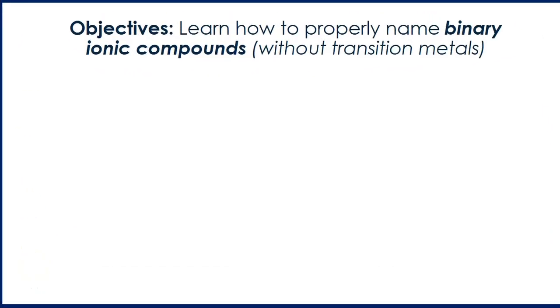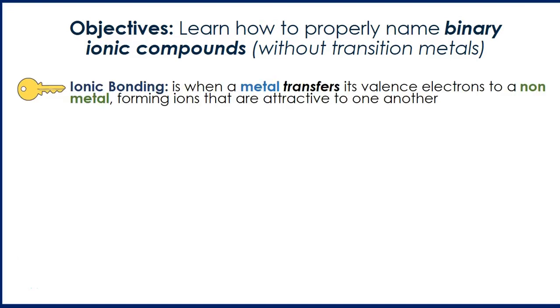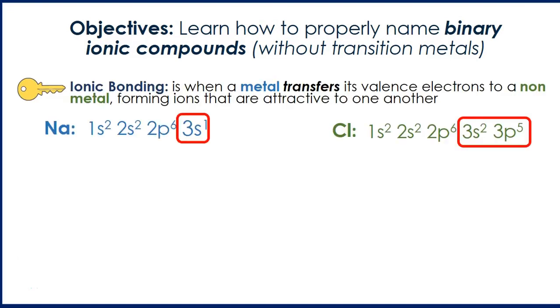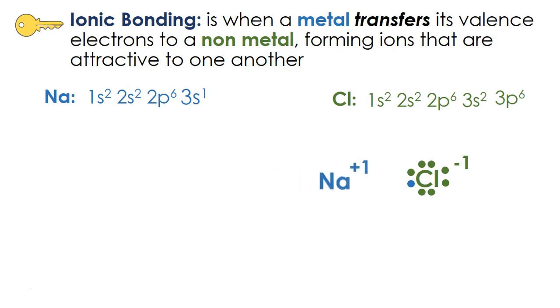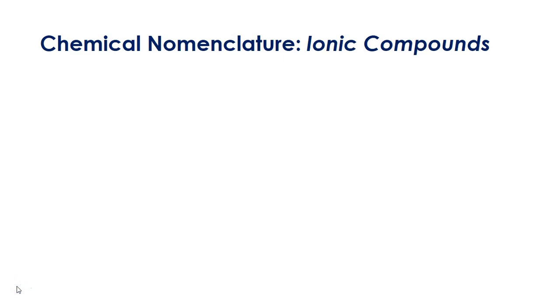In this video, we're going to learn how to properly name binary ionic compounds without transition metals. So if you remember, an ionic bond is when a metal transfers its valence electron to a nonmetal, forming ions that are attracted to one another. And that attraction is an electrostatic attraction, which is also called the ionic bond. In this video, we're going to talk about the chemical nomenclature behind these ionic compounds.